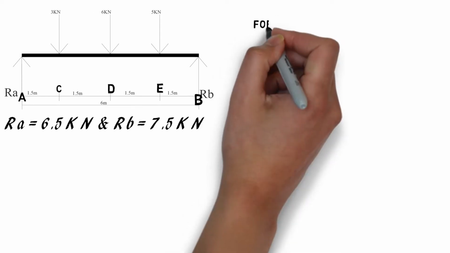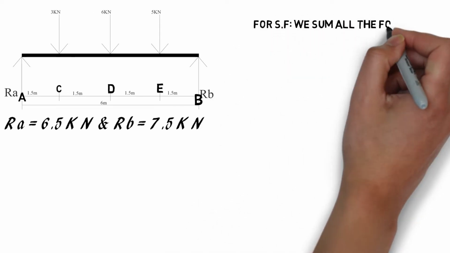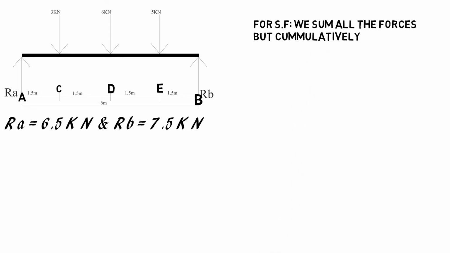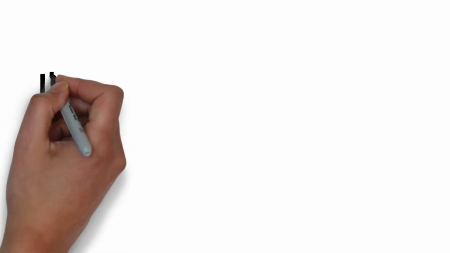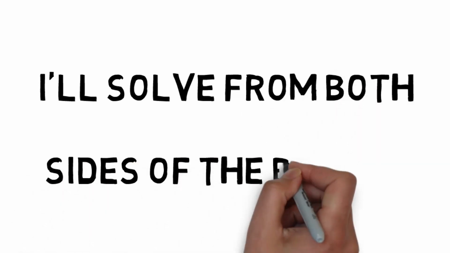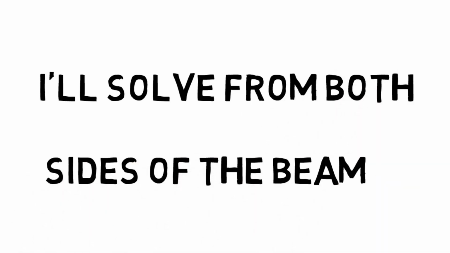Another thing we need to know is that shear force is simply the sum of all the forces, but we're going to be doing it cumulatively. So we start at the point RA. That shows that we start from the left hand side. Now what I'm going to do in this video, I'm going to solve from the left hand side, then solve from the right hand side, so you can compare both and see why sign convention is actually very necessary.